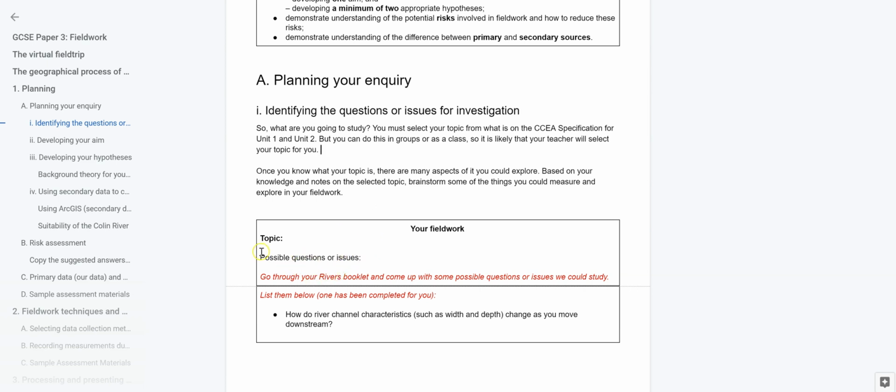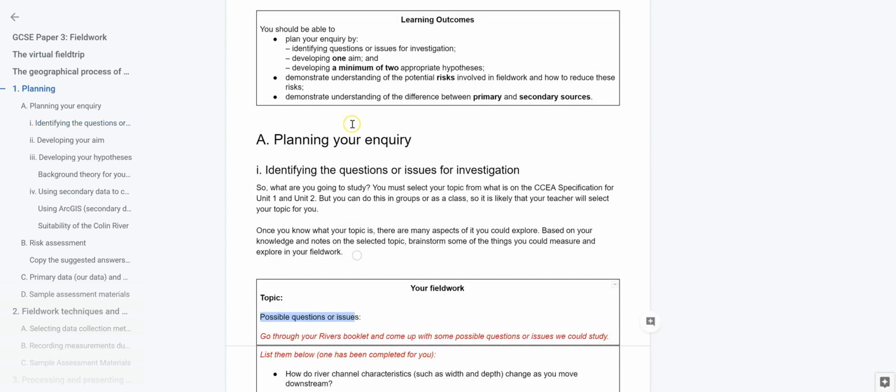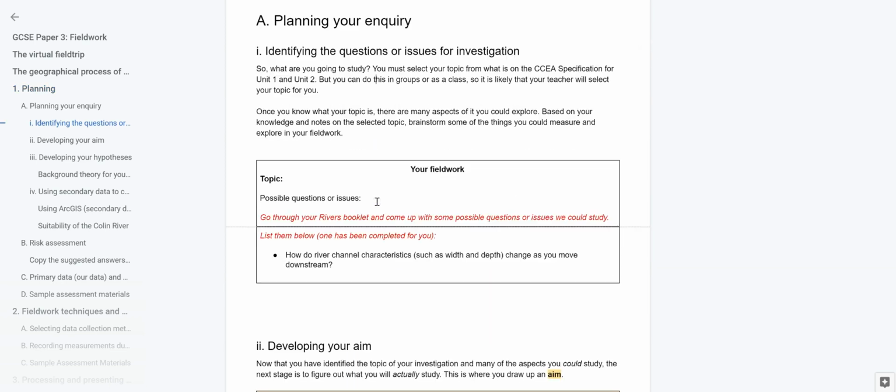So what you've got to do here is to identify, first of all, some possible issues or questions. So that's what this bit here is. Plan your inquiry by identifying issues or questions for investigation. So how do you do that? You go through your rivers booklet and you come up with some possible issues we could study. So here's an example for you. This is the actual one that we're going to be doing. How do the river characteristics change as you move downstream?